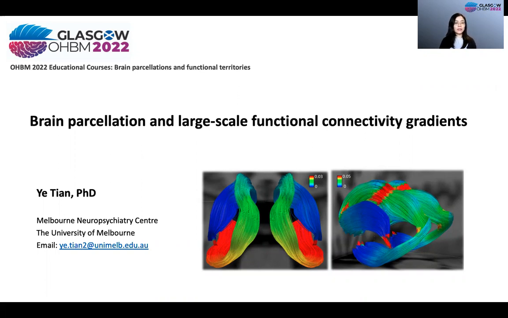Thanks, Sarah and Mike, for inviting me to participate in this workshop on the topic of brain parcellations and functional territories. In today's talk, I would like to touch base on two models of brain topography. One is brain parcellation, another is the large-scale functional connectivity gradients. I will discuss how we can use the two models to facilitate a better understanding of brain organization.